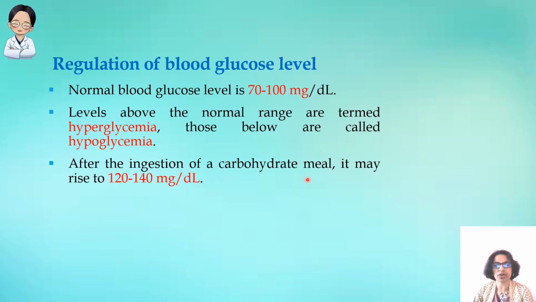After the ingestion of a carbohydrate meal, it may rise to 120 to 140 milligram per deciliter. After eating, once we have had the food, our blood glucose level rises. So it can be acceptable up to 120 to 140 milligram per deciliter.